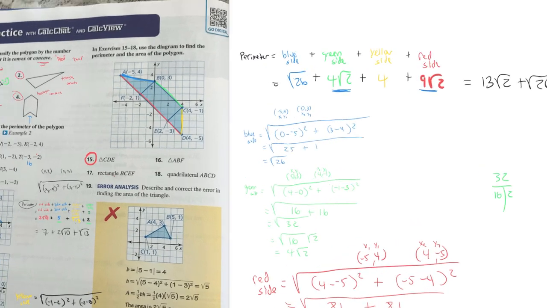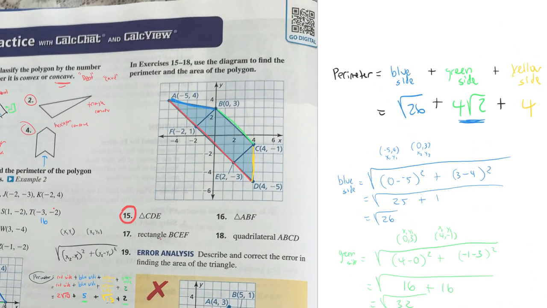So now we have to find the area of this thing. Now, I can see that it's a trapezoid, but that would require a proof, so I don't know if the teacher wants me to treat this as a trapezoid.